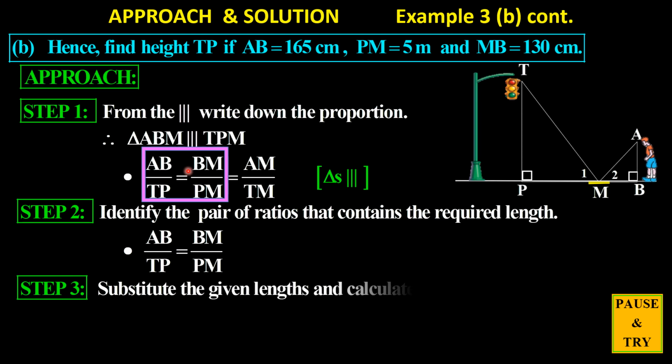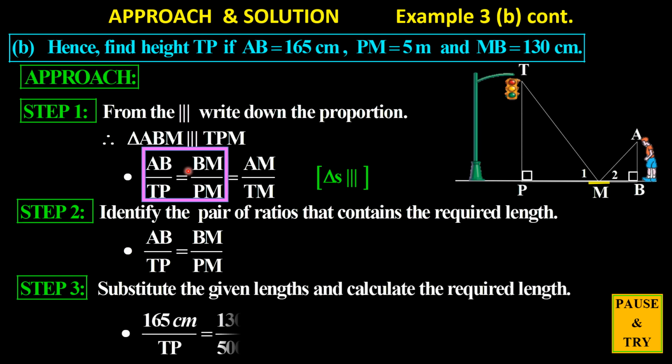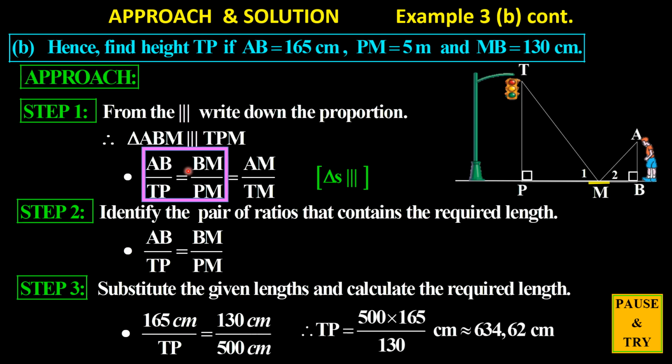Now if we substitute, then we see we get 165 over TP, 130 over 500. We could calculate TP, which is 500 times 165 divided by 130. And if we calculate that approximately, it's 634.62 centimeters, a little bit more than 6 meters high.